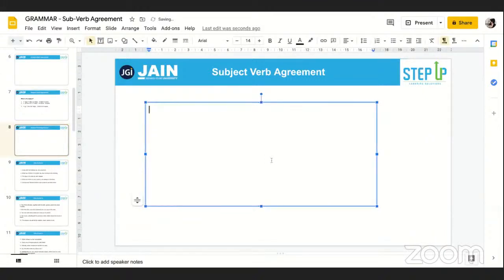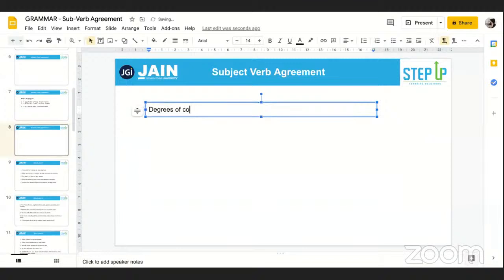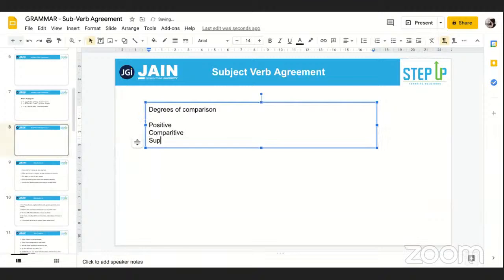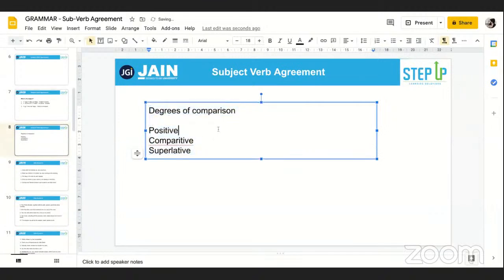Have you heard about it? Yes, sir. What are the 3 degrees of comparison? Positive, comparative and superlative. Yes, very good. You know that. So obviously, this is big, bigger, biggest. We can use other examples as well. We can use good: better, best.